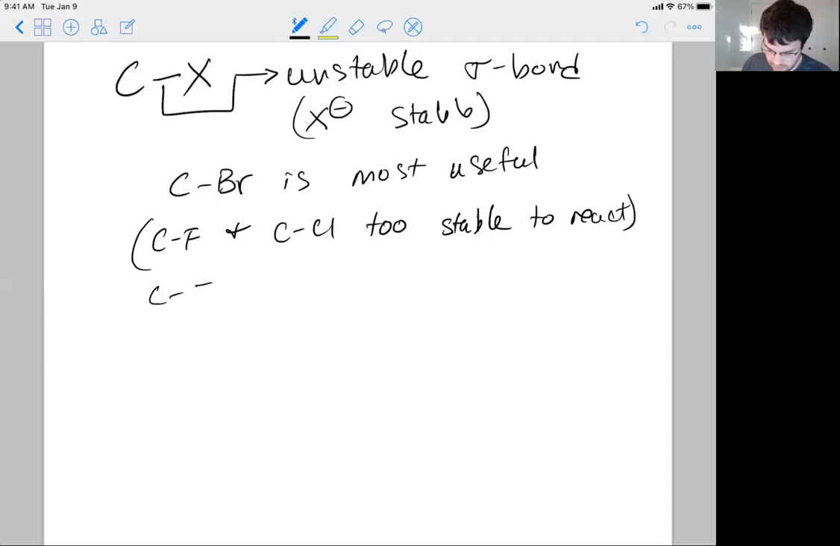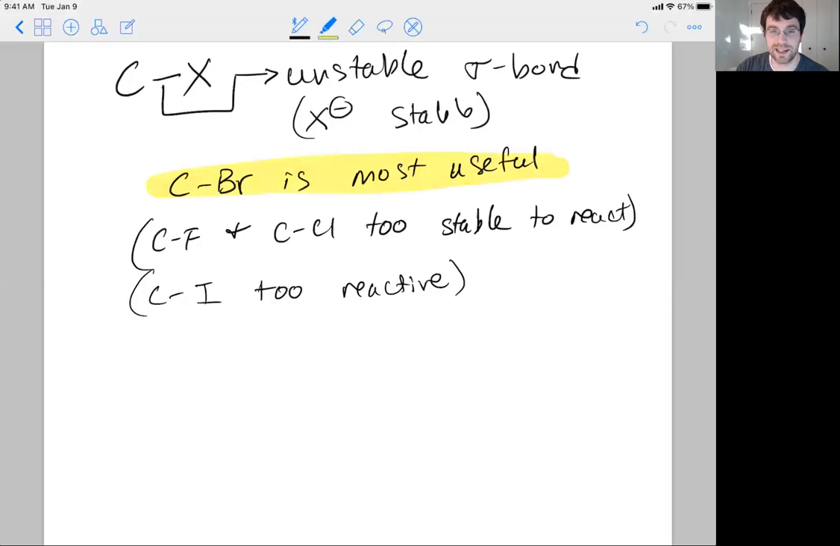Whereas carbon and iodine, as I mentioned, is too reactive. The bond is so unstable that we try to do chemistry with these types of things and they just fall apart. Many times they undergo spontaneous homolysis, for example, or they can be induced into homolysis, which is not necessarily where we want to go so early in the semester. So the CBr one is most useful, and that's something we're going to be talking about a lot.